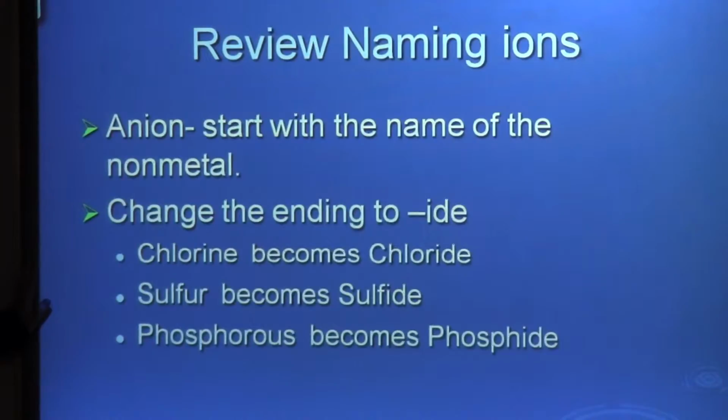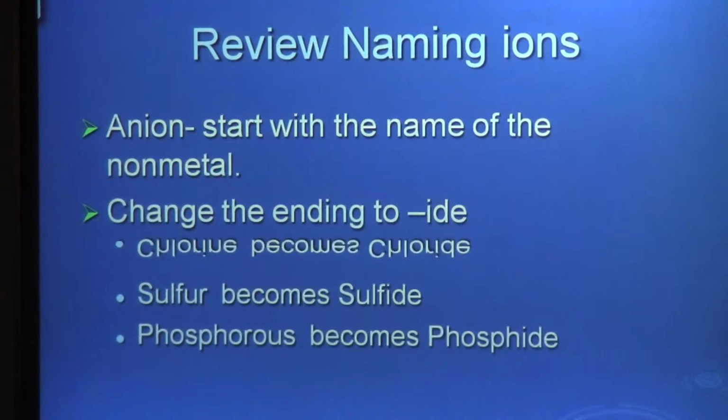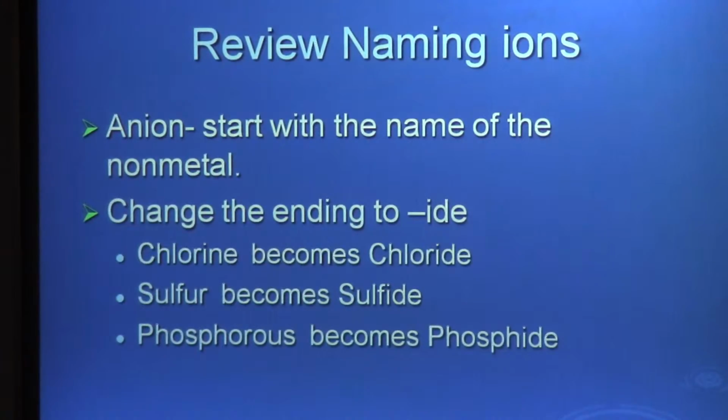Anions, we have to start with the regular name, but we have to give it the IDE ending. So make sure that you remember the IDE ending. Chlorine becomes chloride, sulfur is sulfide, phosphorus, phosphide. And again, I don't expect you to know those all right now, but you will get more and more familiar as you're working with these. So little by little, those naming parts will come together.